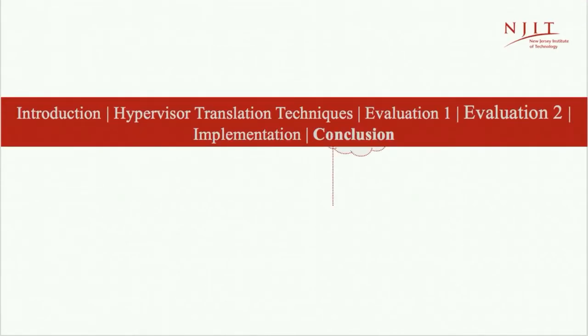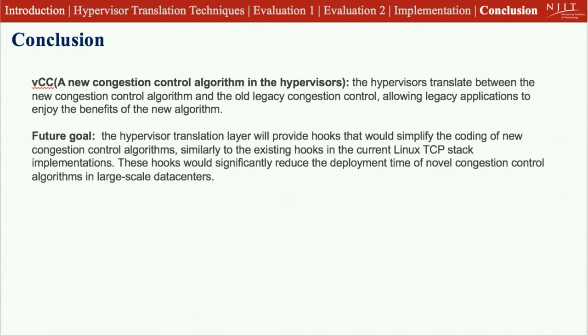Now, conclusion. In conclusion, this paper presents VCC, which enables the data center owner to introduce a new congestion control algorithm in the hypervisors. Internally, the hypervisors translate between the new congestion control algorithm and the old legacy congestion control, allowing legacy applications to enjoy the benefits of new algorithms. Using the example of ECN traffic, we show how this VCC solution can have an impact on fairness among tenants.